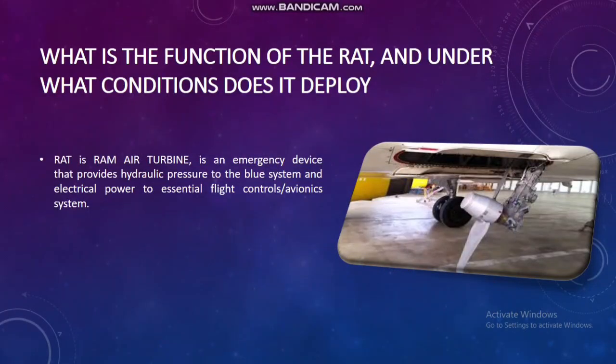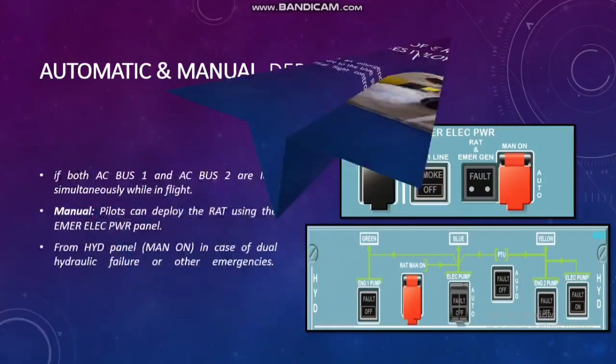Now, what is the function of the RAT? Under what condition does it deploy? This is also something I have shared in my interview questions, and we'll go through it once again. RAT means ram air turbine. It is an emergency device that provides hydraulic pressure to the blue system and electrical power to the essential flight control and avionics systems. So in an emergency situation, it will supply hydraulic power as well as some electrical supply for the flight control and avionics system.